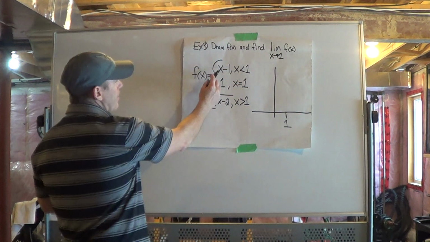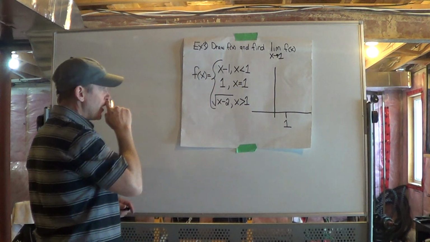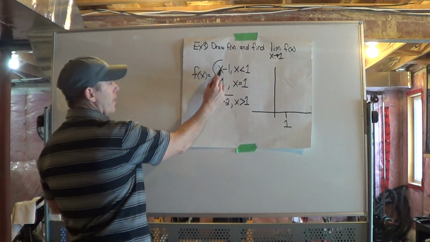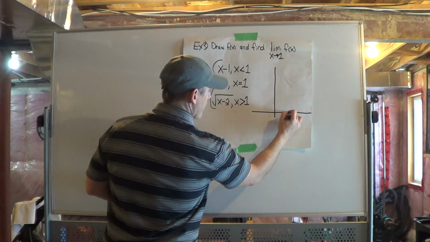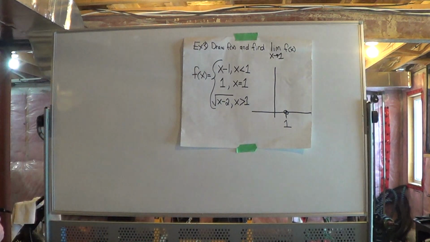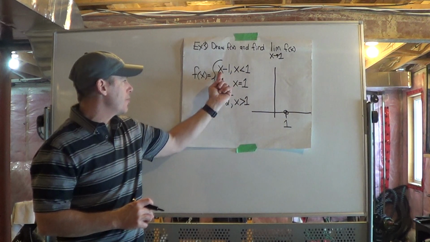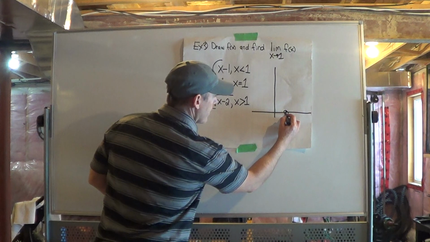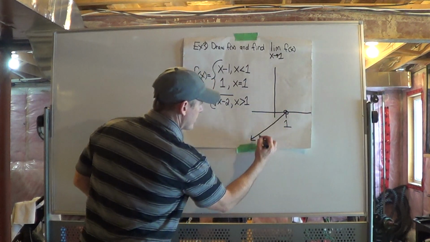Now it says for x less than 1, the function is x minus 1. So that is a linear equation. If I plug in 1, 1 minus 1 is 0. So I'll put a big circle there, because it's not exactly 1, since it's x less than 1, but I do plug in a 1. Then what I have is a linear line with a slope of 1 from there.